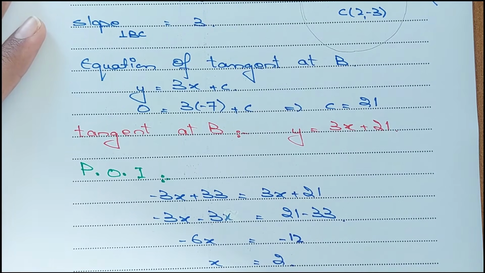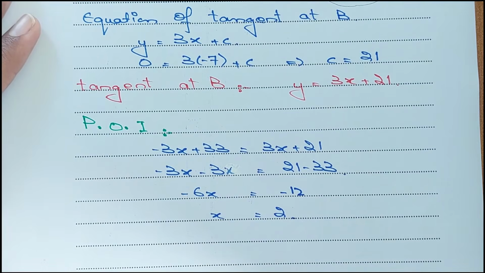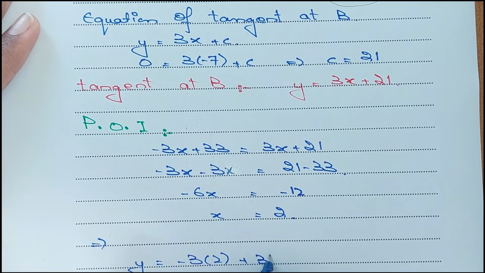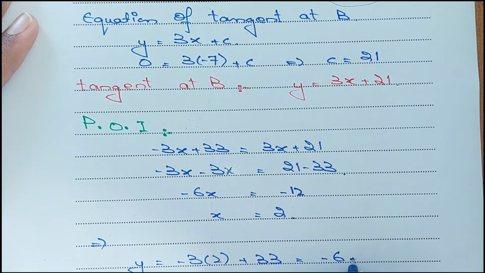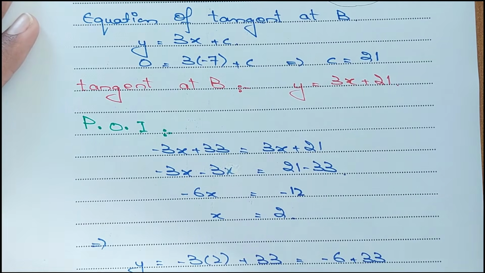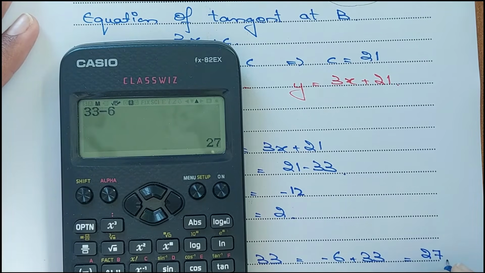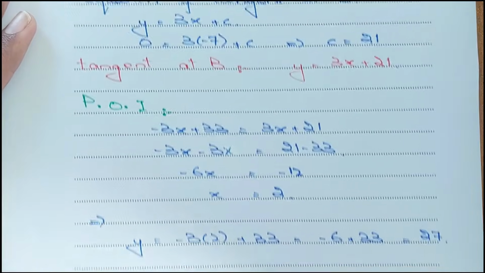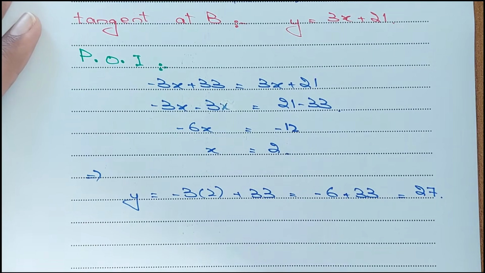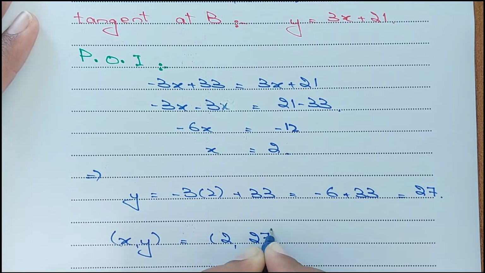Now let me find the y coordinate for the point of intersection by substituting x into the equation of first tangent or the second tangent. So y would be equal to minus 3 times 2 plus 33, minus 6 plus 33. So from 33 we need to take away 6, which is 27. So we can say that the point of intersection of tangents to the circle at point A and at point B is (x, y) equal to (2, 27). This is the point of intersection of two tangents.